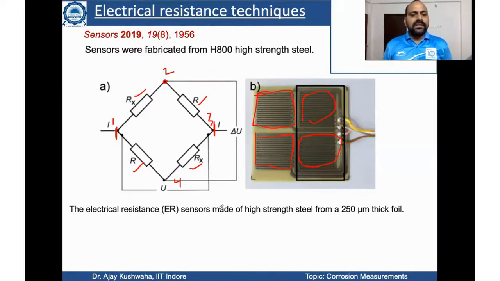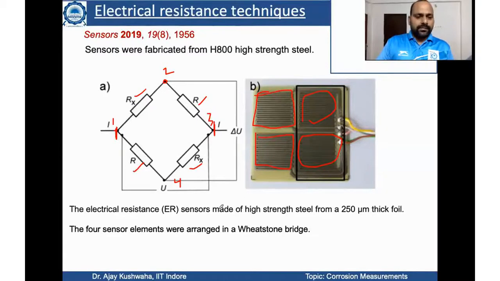So the electrical resistance sensor is made of high strength steel from a 250 micrometer thick foil, and the 4 sensor elements were arranged in a Wheatstone bridge. So if you remember, a Wheatstone bridge means we can accurately measure the resistance of an unknown circuit. So let's say if we know the resistance of this R, and this R, all these 3 legs, then we can easily calculate the resistance of the 4th leg. So this was the basic idea here.